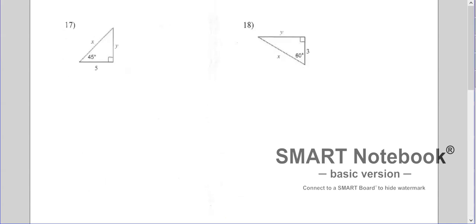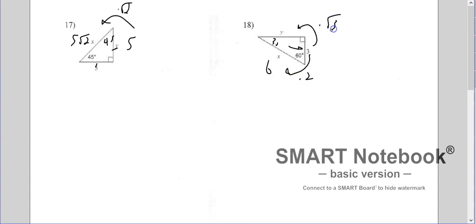All right, number 17. Again, we have a 45, 45, 90. The legs must match, so this is 5. And then all we do is multiply by radical 2. And that simply means just stick the radical 2 onto the 5. And then here we have 30. So that's our small side. So going to the hypotenuse, we just double it. And going to the longer side, we multiply by radical 3. And that's it.